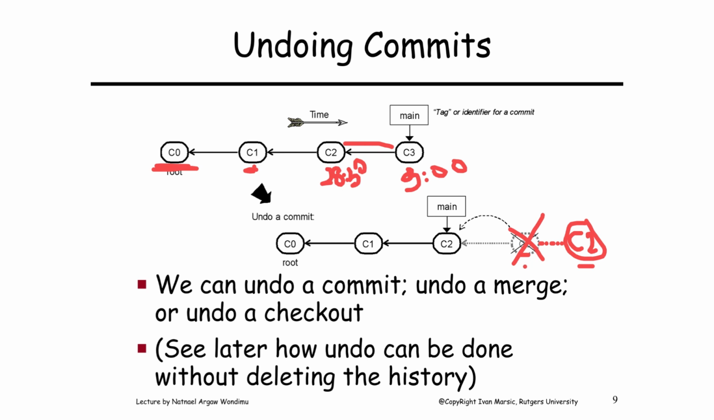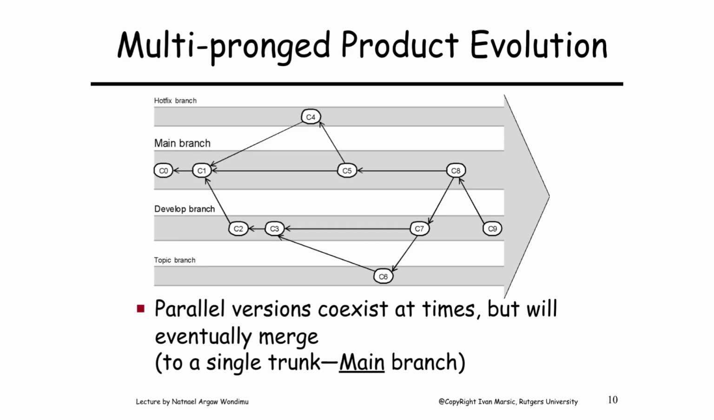So this is called a safe undo operation, which is called reverting, and the previous one that we see here that deletes history is called the unsafe one. So we can undo a commit, we can undo a merge, or we can even undo a checkout, okay? So we'll see details of the undo operations later in this chapter.